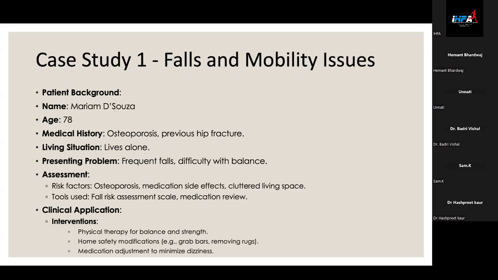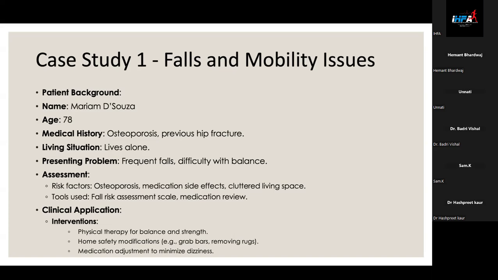Coming to the first case study, on falls and mobility issues. I have changed the name of the patient; the name was Mariam D'Souza. She was a 78 year old lady with a medical history of osteoporosis and a previous hip fracture. She was living alone and presenting with frequent falls and difficulty with balance, and there was a risk of osteoporotic fractures. We assessed the risk factors for osteoporosis, medication side effects, and cluttered living space. The tools we used were fall risk assessment and medication review.